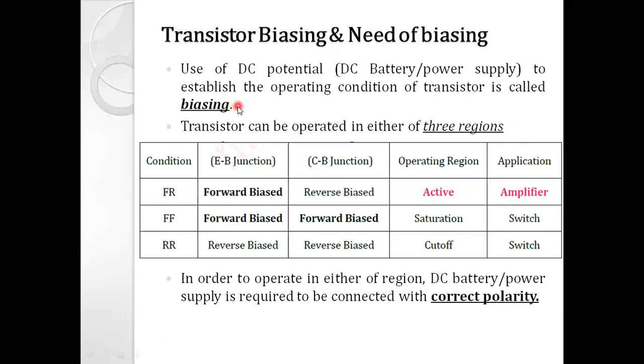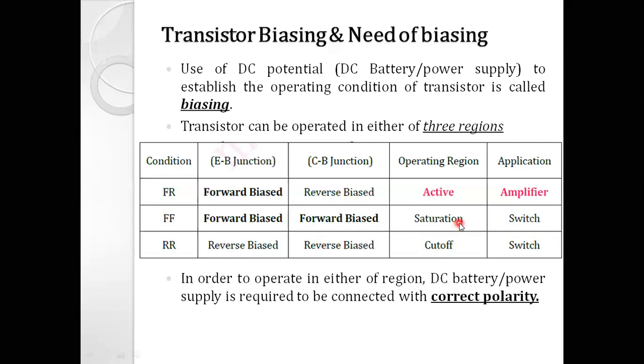One way or another, the meaning of this statement is that when you apply DC supply across the terminals of the transistor, that event is known as biasing. So a transistor can be operated in any of the three regions that we have already understood. When the emitter base junction is forward biased and the collector base junction is reverse biased via batteries, then that transistor is operated in the active region, and this active region operation helps us in amplification applications. When the emitter base junction is forward biased, as well as the collector base junction is also forward biased, then that transistor is in the saturation region, and this can be used as one of the conditions in switching operation.